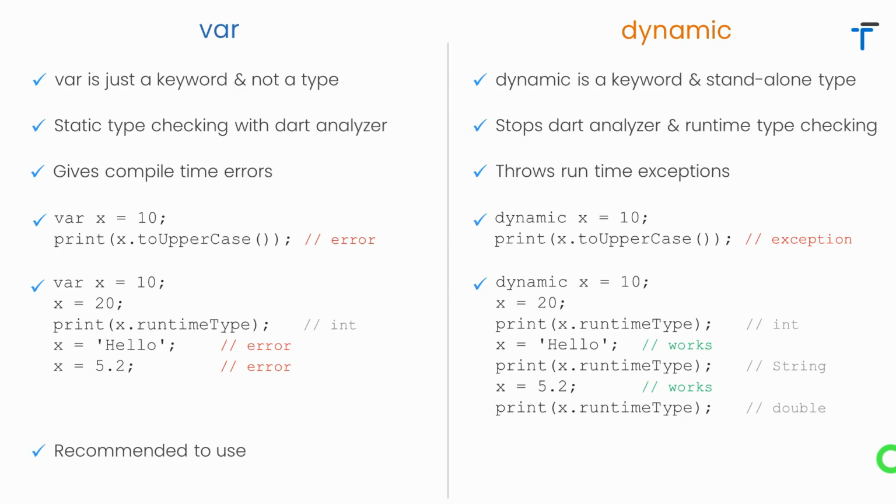As per the documentation, it is recommended to use the var keyword. It's not actually recommended to use dynamic each and every time. It says use dynamic only when it's compulsory or needed, like for encoding and decoding of JSON, you can use it.